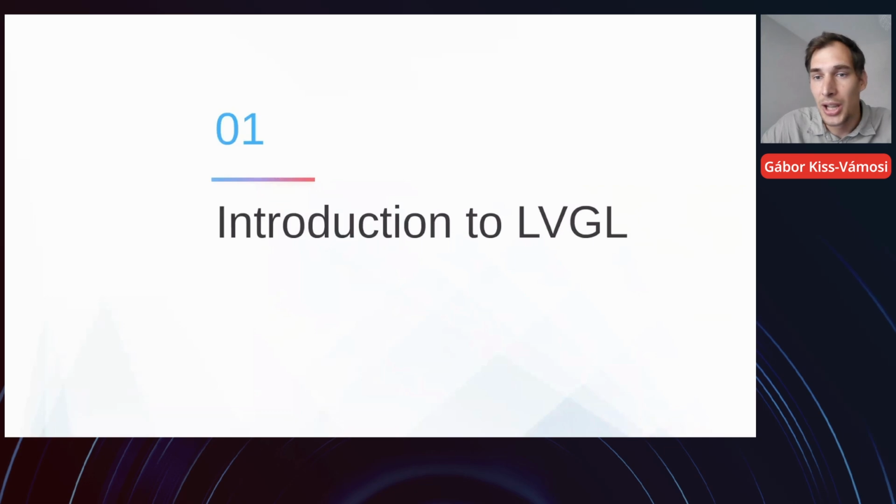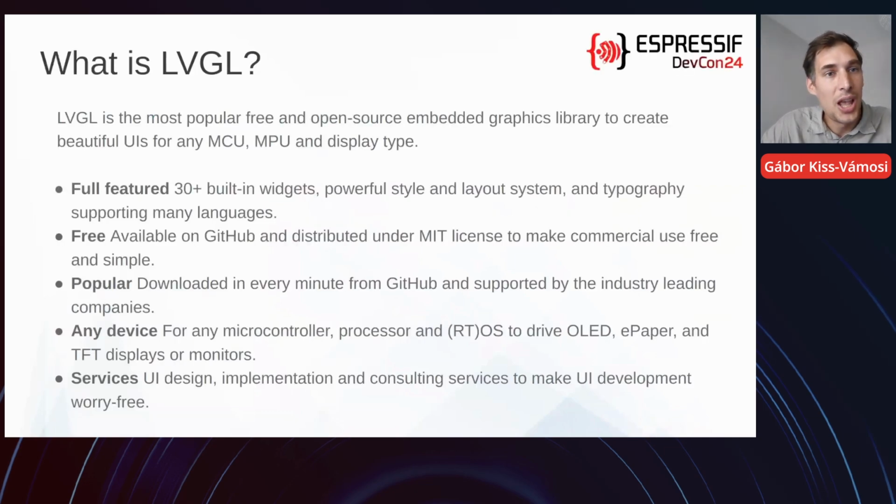So let's start with what LVGL is. LVGL stands for Light and Versatile Graphics Library. So it's a graphics library which helps you to create impressive user interfaces even for resource-constrained embedded devices. It's a full-featured library. It contains more than 30 built-in widgets like keyboards, charts, sliders, buttons, labels, text areas, and many more. What you see on an Android or iOS application usually can be realized with LVGL as well.